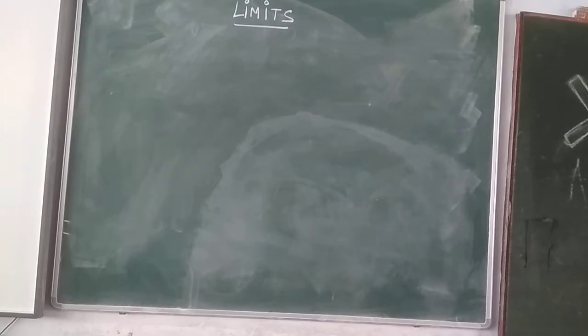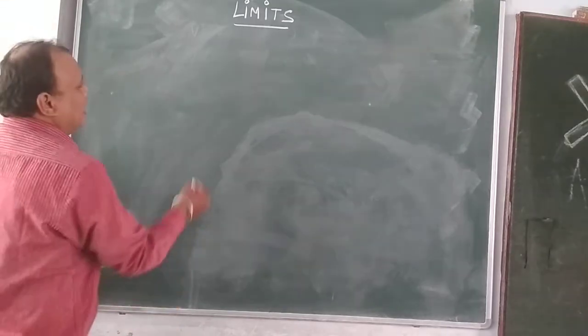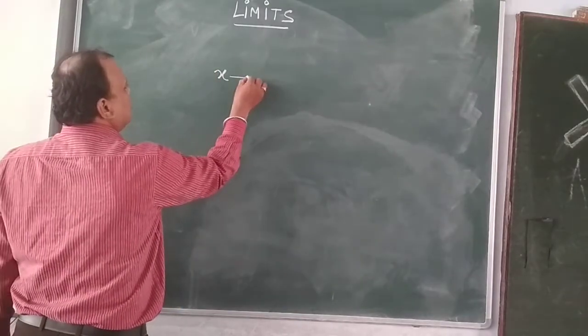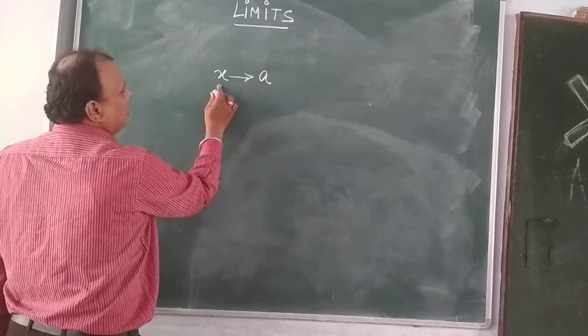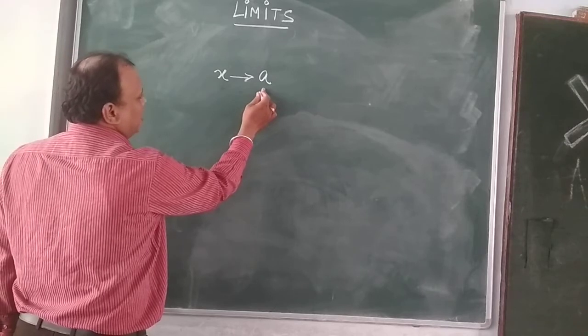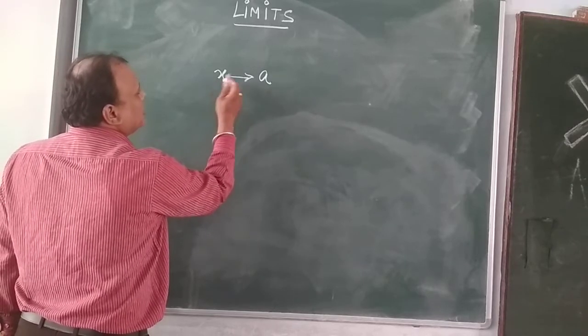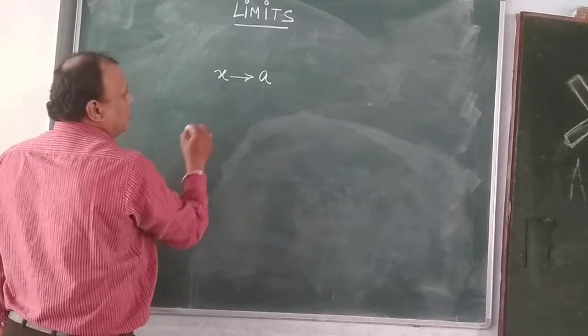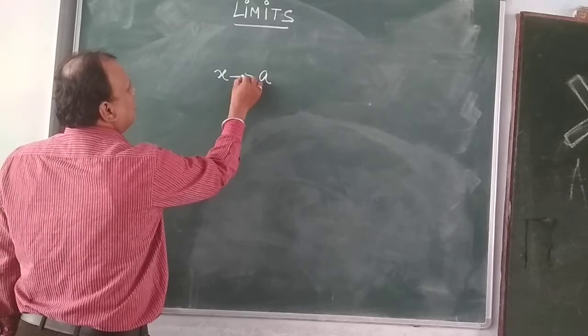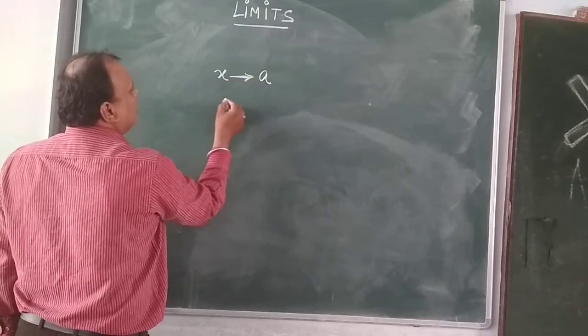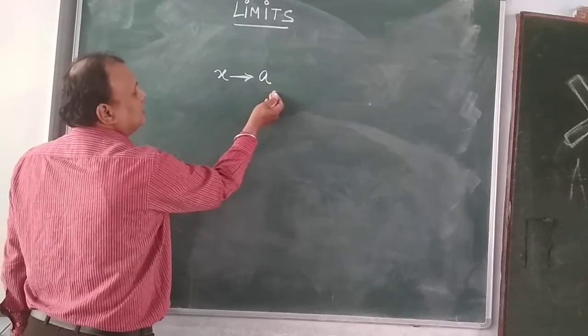In the last video we had discussed an example of tending concepts related to limits. It was very clearly explained that if any variable tends to a constant, it means that the variable is going nearer and nearer to that constant, approaching that constant. For example, if I write x is approaching a, technically x tends to a, it means that the limit of x is equal to a.